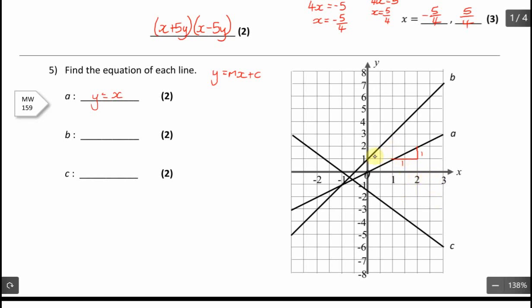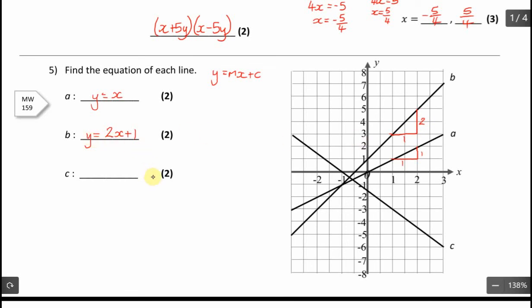Right, line B, it goes through 1 on the y-axis, so it's going to be y equals something x plus 1. Okay, let's find its gradient. So find a nice point. There we go. Okay, so we've gone across 1. We've gone up 2 though this time. So when I do rise divided by run, 2 divided by 1, that will give me a gradient of 2. So the equation is y equals 2x plus 1.